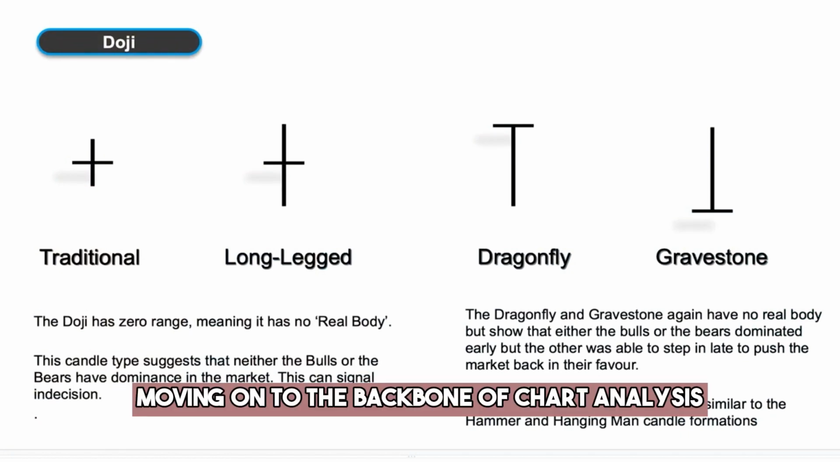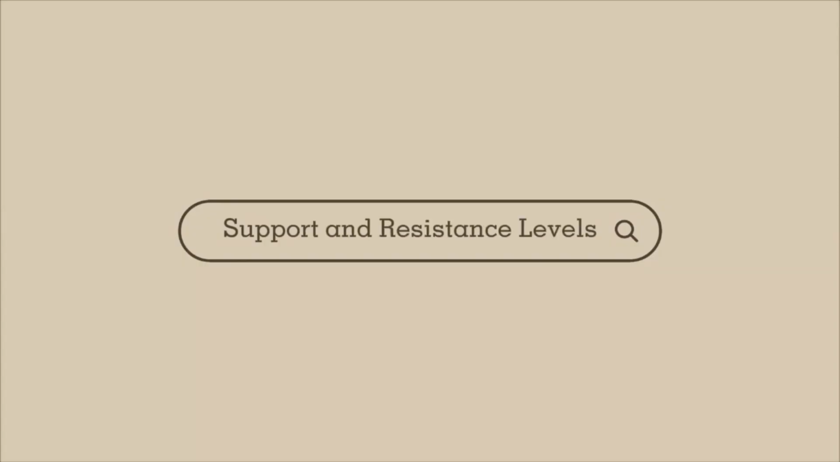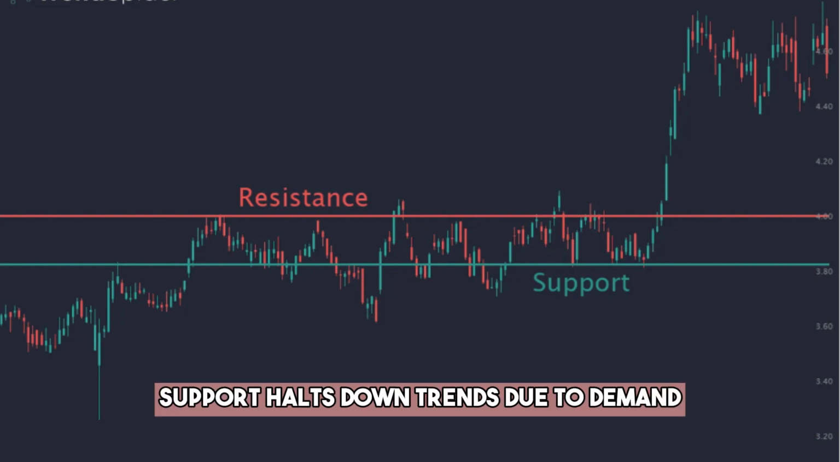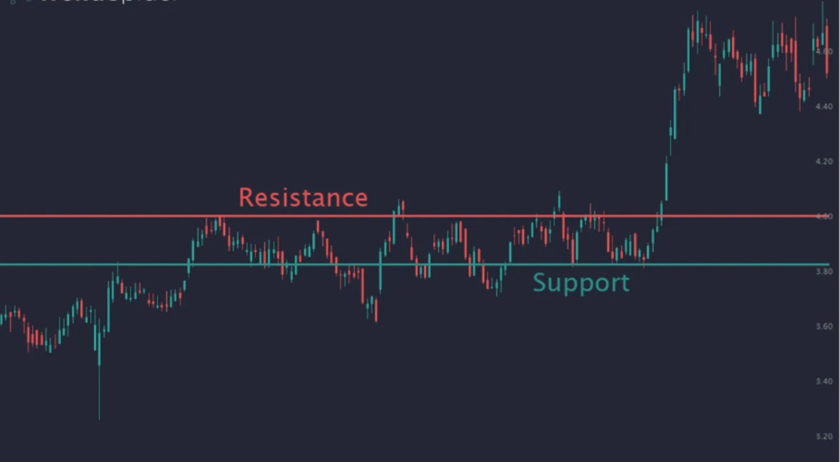Moving on to the backbone of chart analysis, technical analysis. Identify support and resistance. Support halts downtrends due to demand, while resistance can signal a trend pause or reversal due to selling interest.